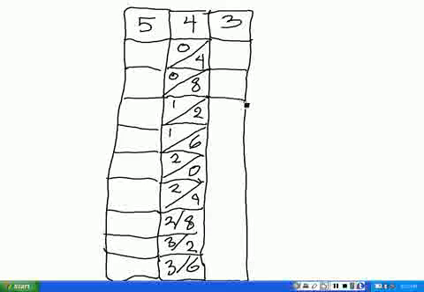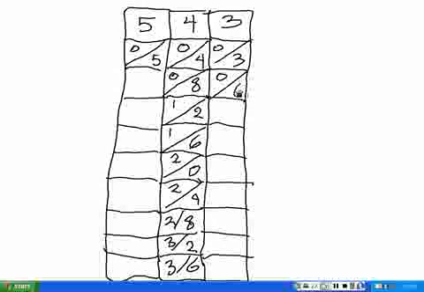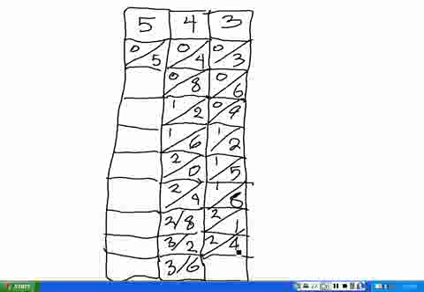next to a 4, next to a 3. Unfortunately, on this computer screen, we have to make them. But this is going to be 0, 5, 0, 3. This is going to be 6, 9. And these go up to 9. 10, 15, 20.